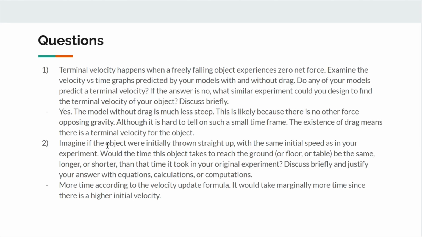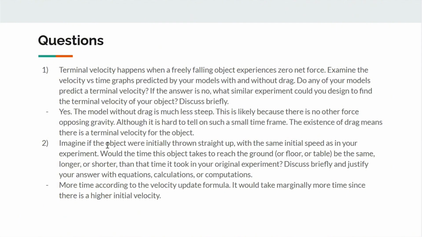The questions we were asked were: terminal velocity is reached when a free-falling object experiences 0 net force. Examine the velocity versus time graphs with and without drag. Do any of your models predict a terminal velocity? Yes, the model without drag is much less steep. This is likely because there is no other force opposing gravity, although it is hard to tell on such a small time frame. However, the existence of drag does imply that there is a terminal velocity.